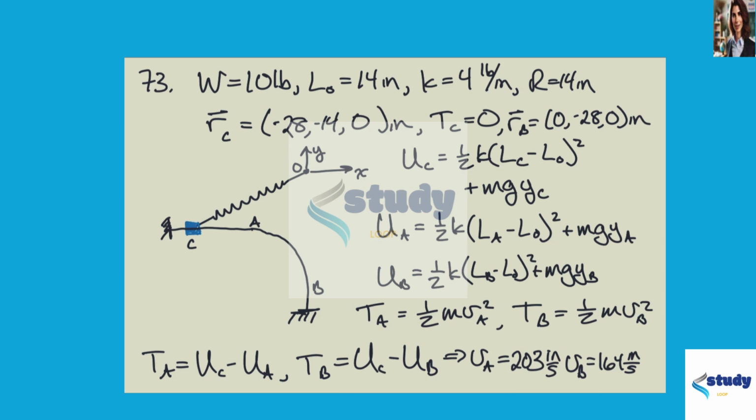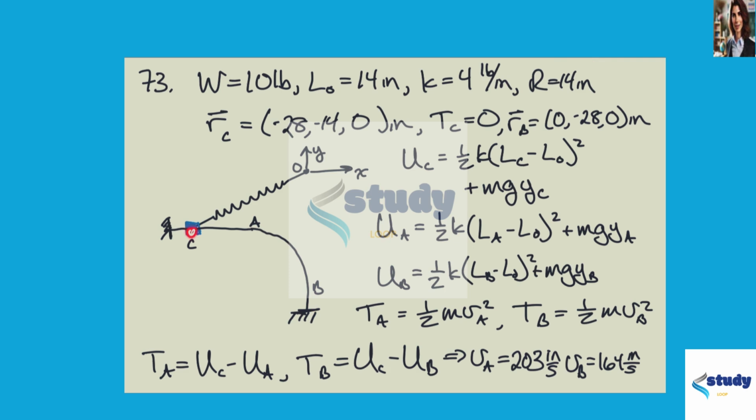We want to know what the normal force from the rod on the collar is at points A and B, which are at the top of the circle and the right hand side of the circle here. The weight of the collar is 10 pounds. The undeformed length of the spring is 14 inches. The spring constant is 4 pounds per inch, and the radius of the circle is 14 inches.